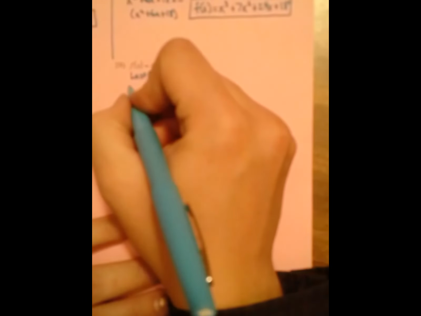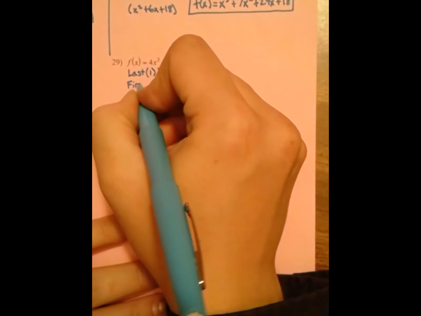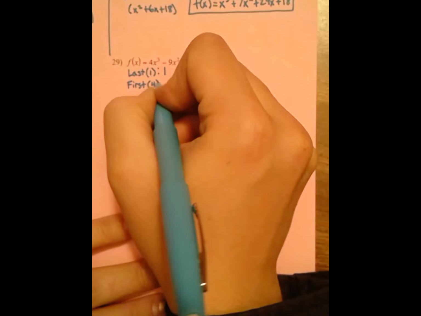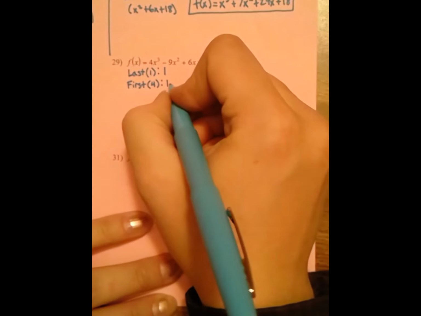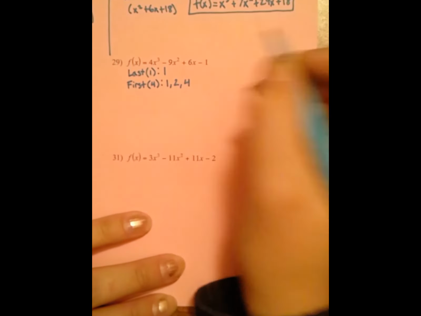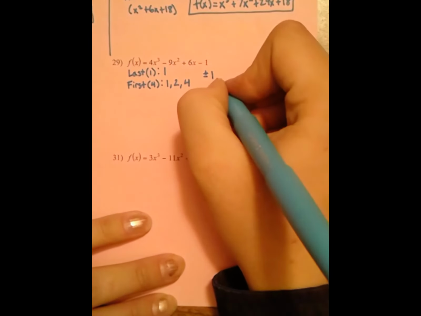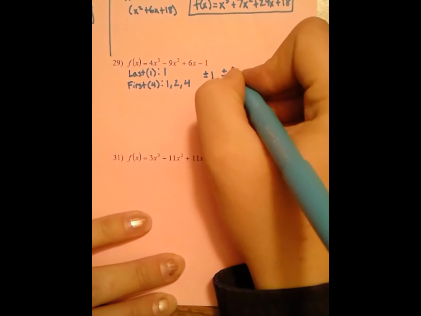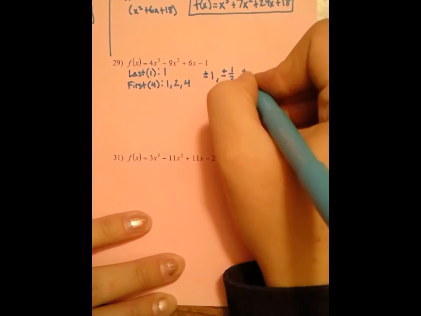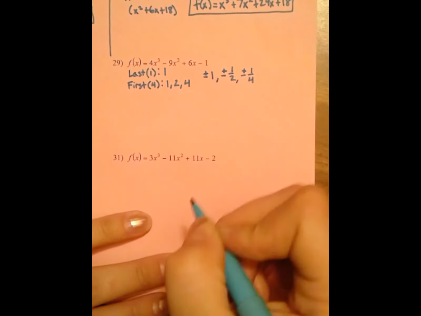So my last number is 1, and the factors of that are just 1. And my first number is 4, and the factors of that are 1, 2, and 4. So my potential solutions are 1 over 1, which is just 1, 1 over 2, and 1 over 4.